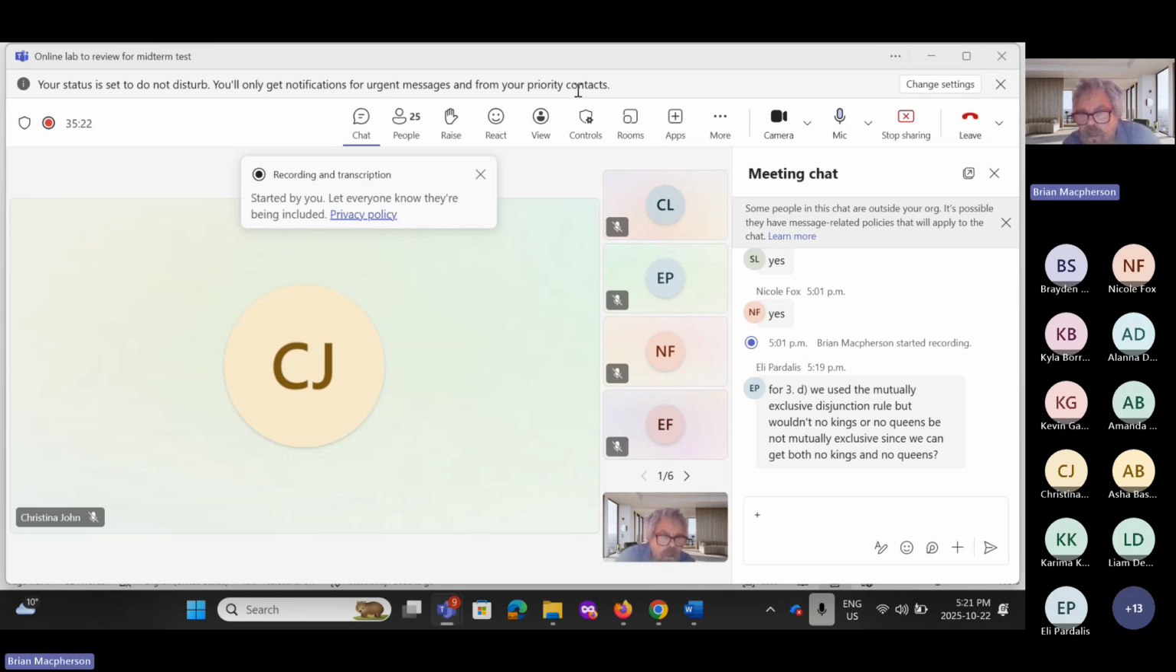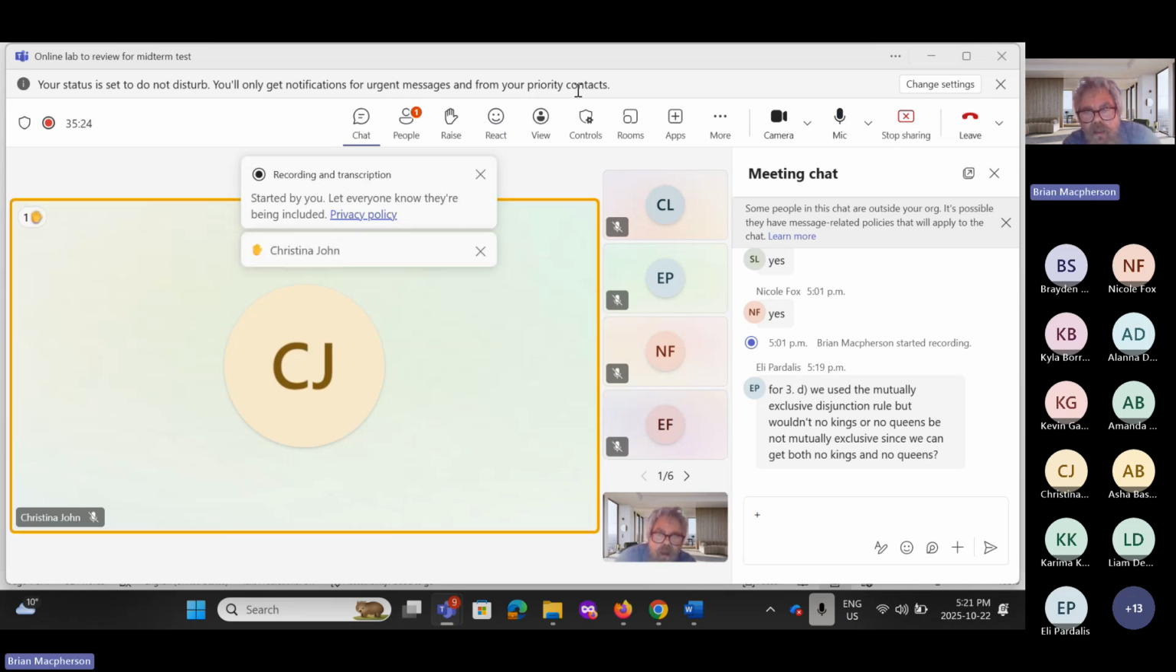Okay, I see Ellie, I believe is the name. And I'll get to you in a second, Christina. You said for 3D, we use the mutually exclusive disjunction rule, but wouldn't no kings or no queens be not mutually exclusive, right? Well, actually they are. If you get no kings, that's completely different than getting no queens, isn't it? As far as I know, you either get no queens or you get no kings. So those are mutually exclusive events.